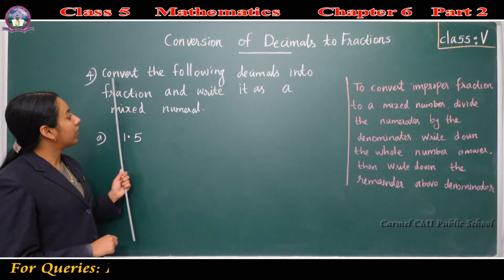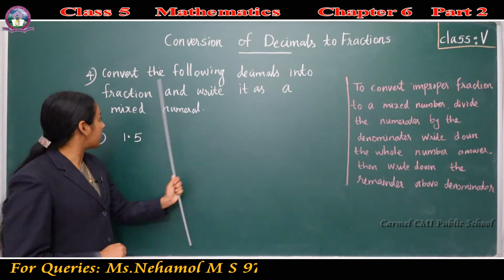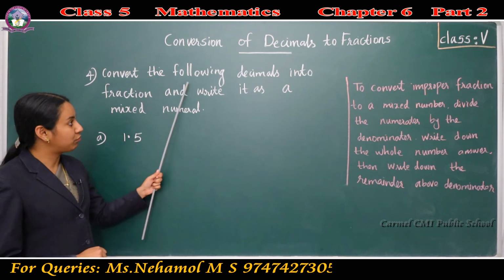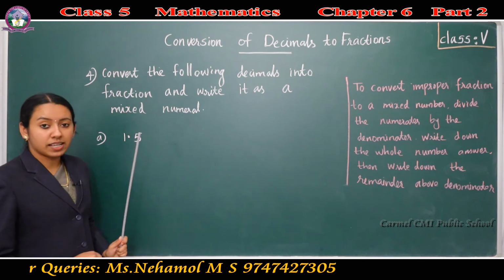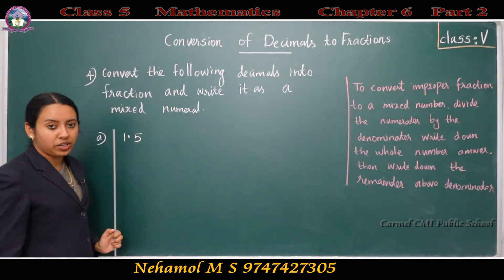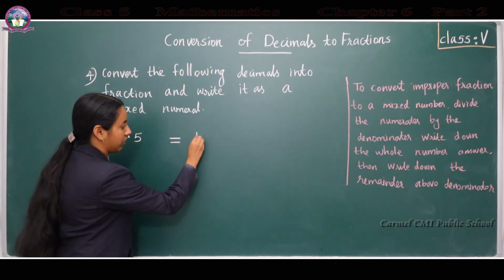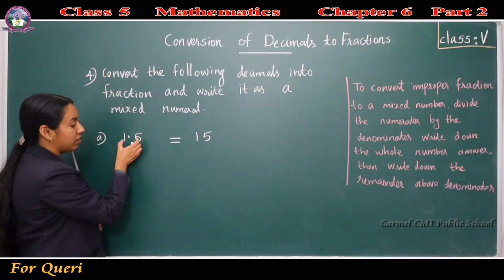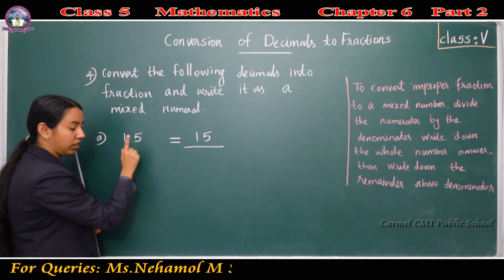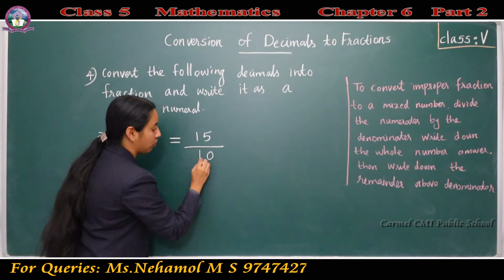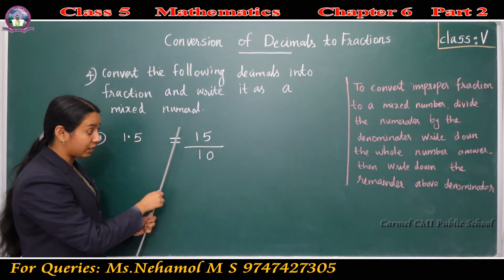Fourth question: convert the following decimals into fractions and write them as mixed numerals. First one, 1.5. Write the decimal without the decimal point. How many decimal places are there? Only one decimal place, so 1 followed by 0, which is 10. 15 by 10 is the corresponding fraction.